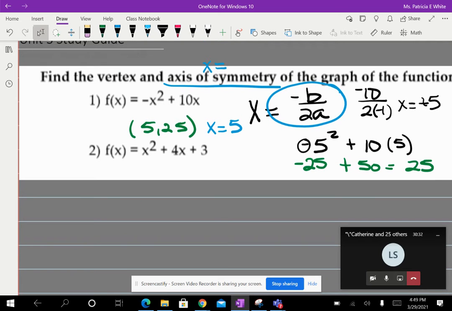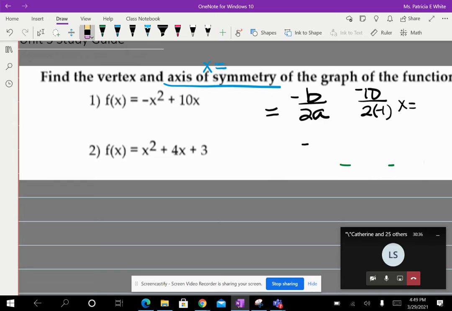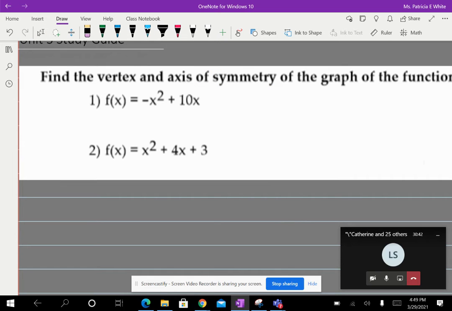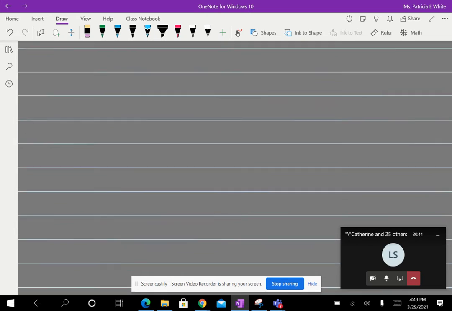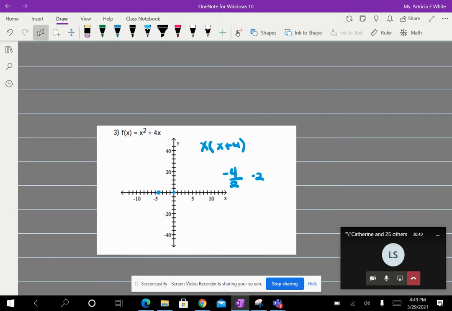I'm going to be quiet while you work. Does anybody have questions on 2? 2 is actually a little bit easier than 1, I think. Looking at problem 3.